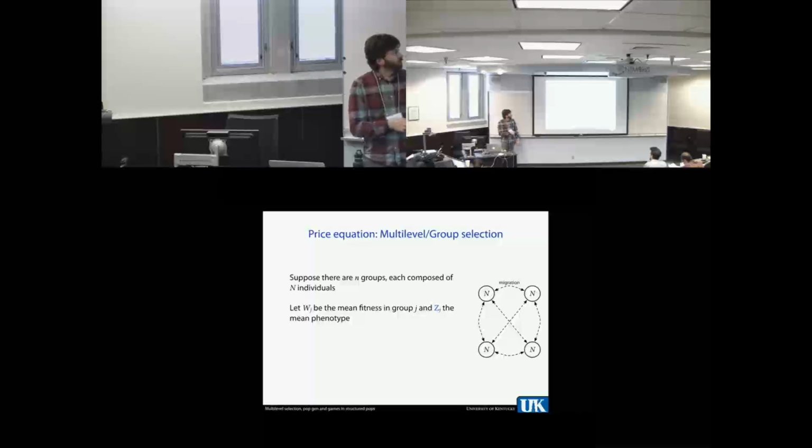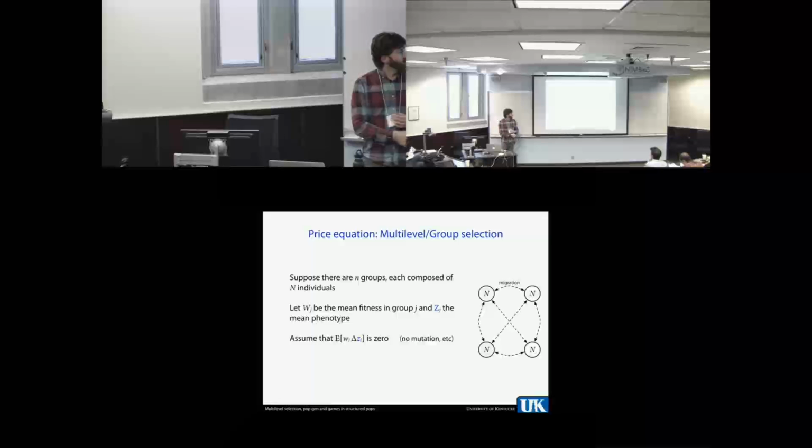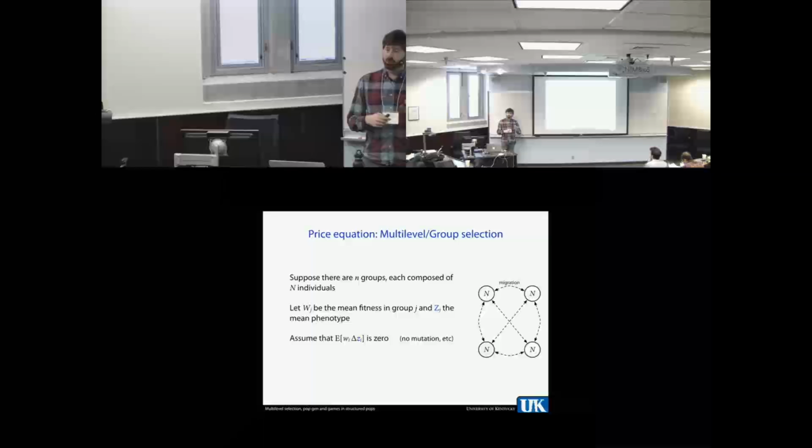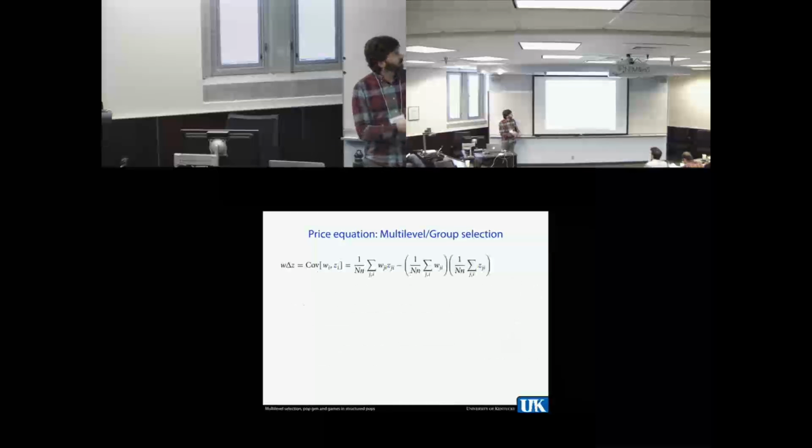And so we'll assume that if we average across the fitness of all individuals within a group, like if this was group J, that average fitness is going to be WJ. And the average phenotype, so maybe the average level of cooperation in the group, is going to be ZJ. And again, for this purpose we'll just assume straight away that the transmission term is 0, just so we can keep the algebra a little bit simpler. So we'll start off just looking at this covariance term, the effect due to selection. And we know that there's these little n groups of big N individuals, so that covariance term just writes out like that.